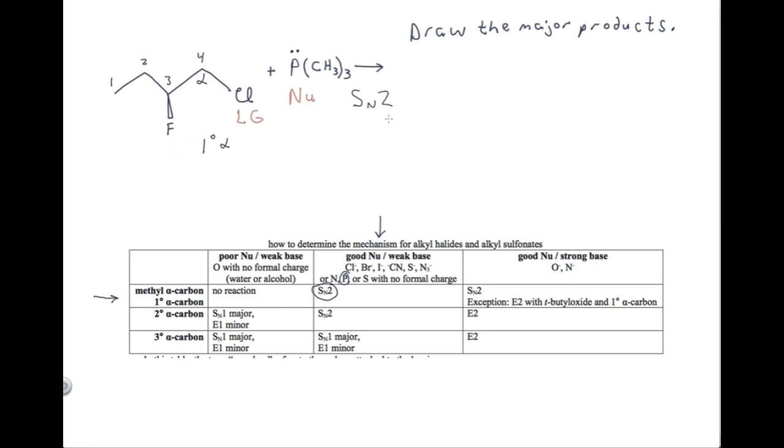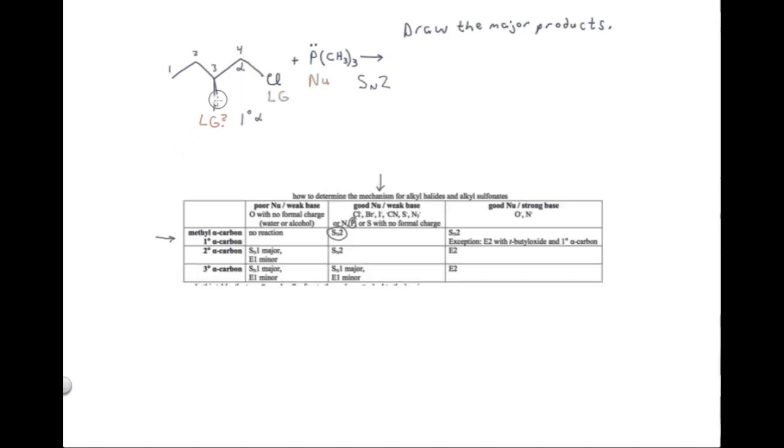Remember that on the exam, you'll have to keep switching gears between different mechanisms. So you can't assume that all the mechanisms are SN1. You have to use the table to determine the mechanism, or use other information sometimes in the problem to determine the mechanism. Let's again consider this fluorine.